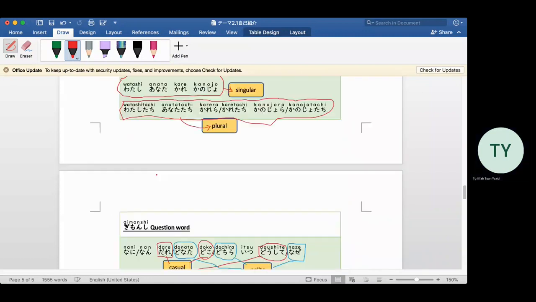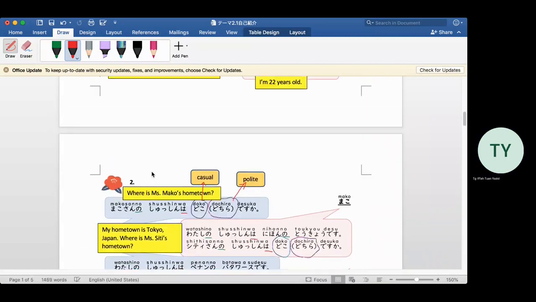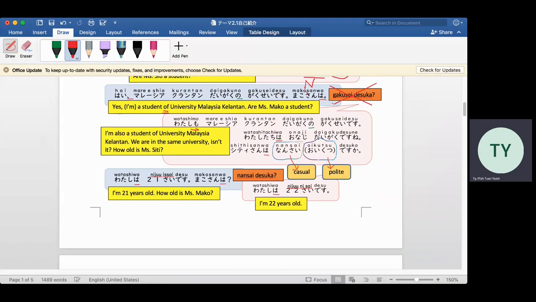Okay. Watashi mo, I'm also. Marisha Kurantan Daigaku no Gakusei desu. Okay, I'm also a student of, with the particle no, of UMK. Watashi tachi is we. Watashi tachi means we. Onaji, same. Daigaku, university. We, same university.